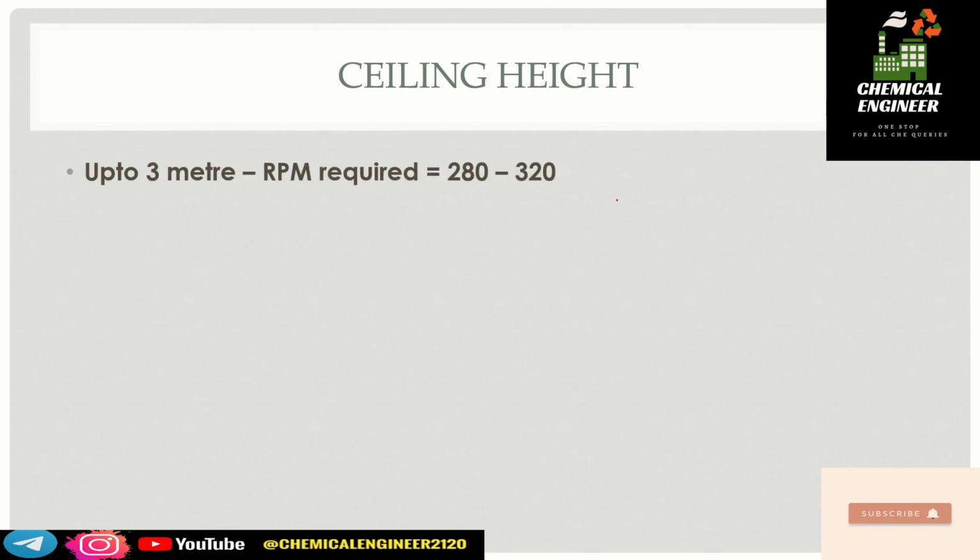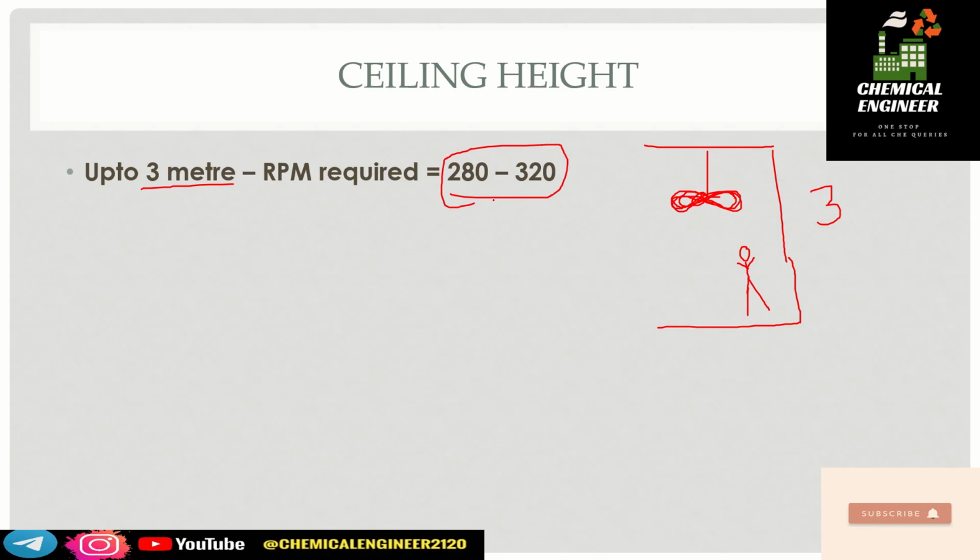Then ceiling height. Ceiling height is important. Why is it important? Because we have to maintain the velocity of 0.5 meter per second. Okay, so if the ceiling is, and the human is sitting here or standing here, if the ceiling is 3 meters, then the rotation per minute of the fan's wings is around 280 to 320.